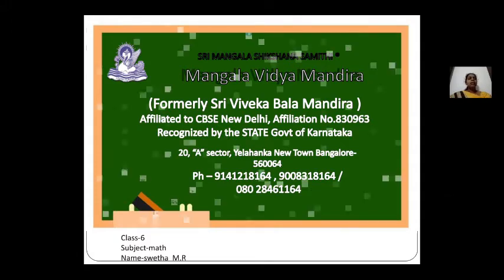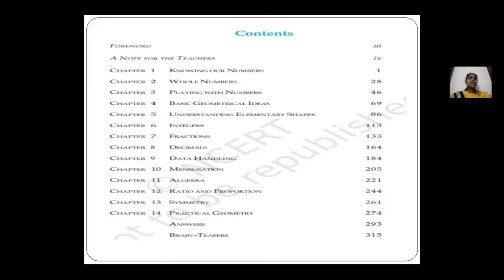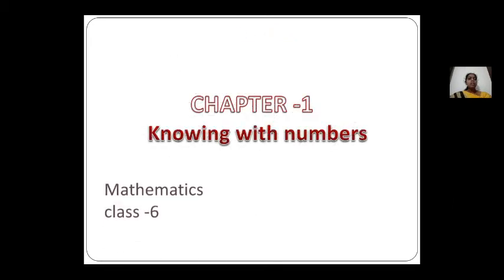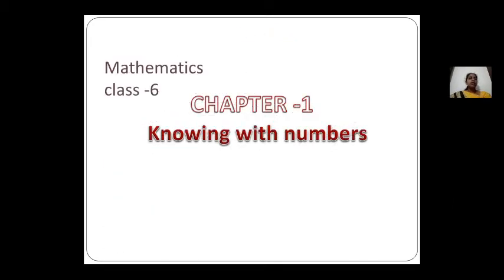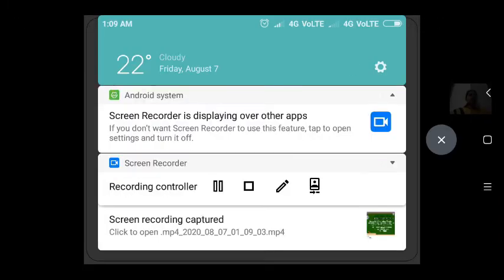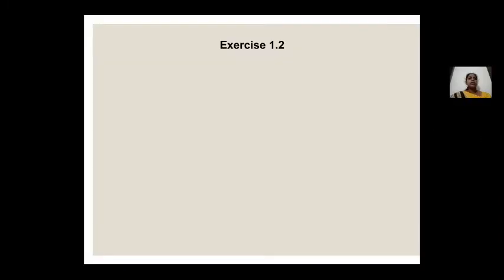In your previous class, we already discussed chapter 1, knowing our numbers. Let us continue that lesson, chapter 1. We already solved exercise 1.1 and 1.2. A few problems of 1.2 we already solved in the first class. Let us see the remaining problems.